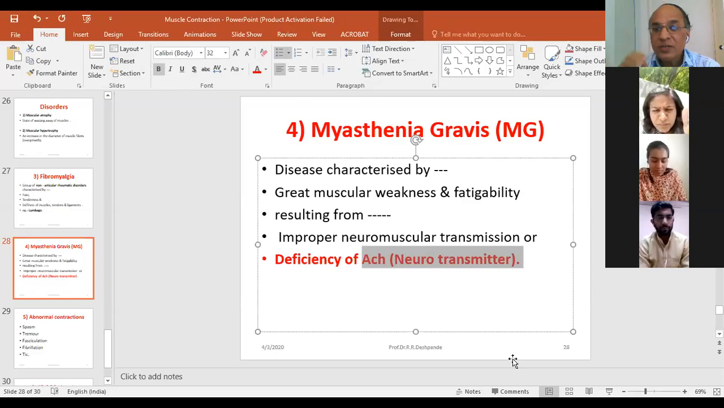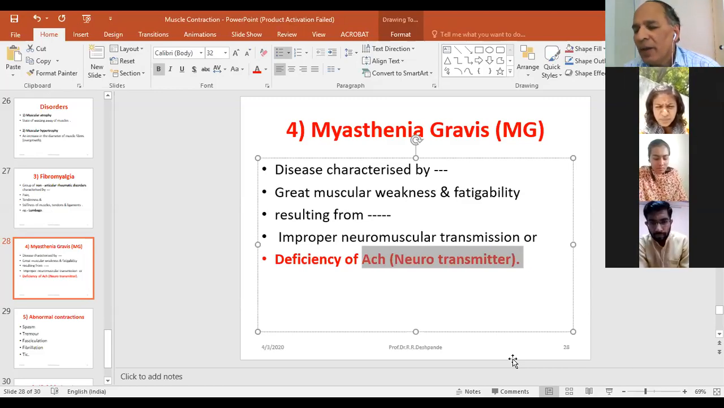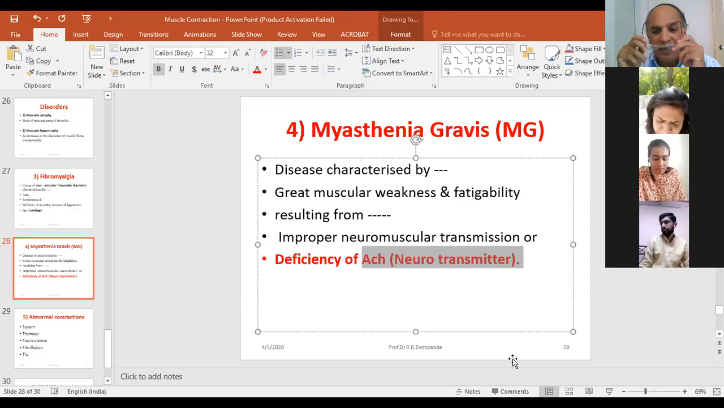Very important. First symptom of this disease, anybody knows? It's drooping of the eyelid. Can you see on the screen? Drooping of the eyelid. This is the first sign of Myasthenia Gravis.